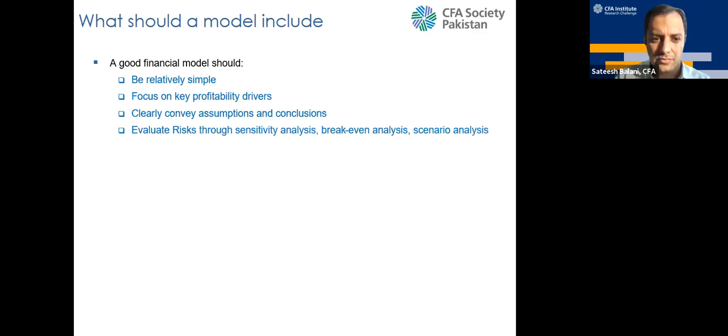You need to evaluate risks through sensitivity analysis, break-even analysis, and scenario analysis. For example, these days we are facing currency depreciation, which is going higher. Or if you are analyzing a financial company, you have a lot of employees and you need a decent amount of business to sustain. So you need to see the risk factors as well. What if demand falters by 20%? What if the industry overall shrinks by 20%?